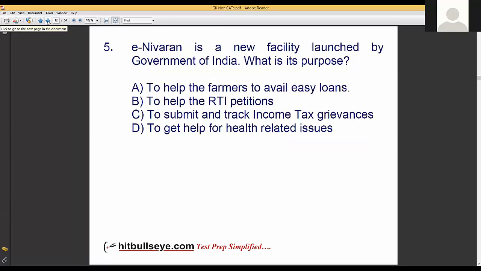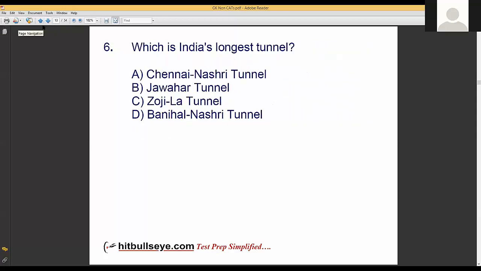Next, e-Nivaran, a question from government schemes and policies. E-Nivaran is a new facility launched by Government of India. What is its purpose? I see most of you are getting the answer correct. Answer is C, to submit and track income tax grievances. Income tax grievances. Great.